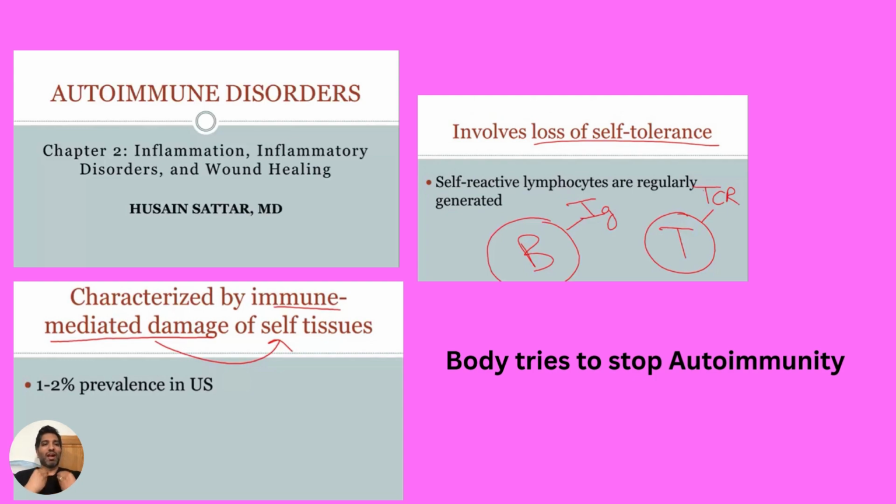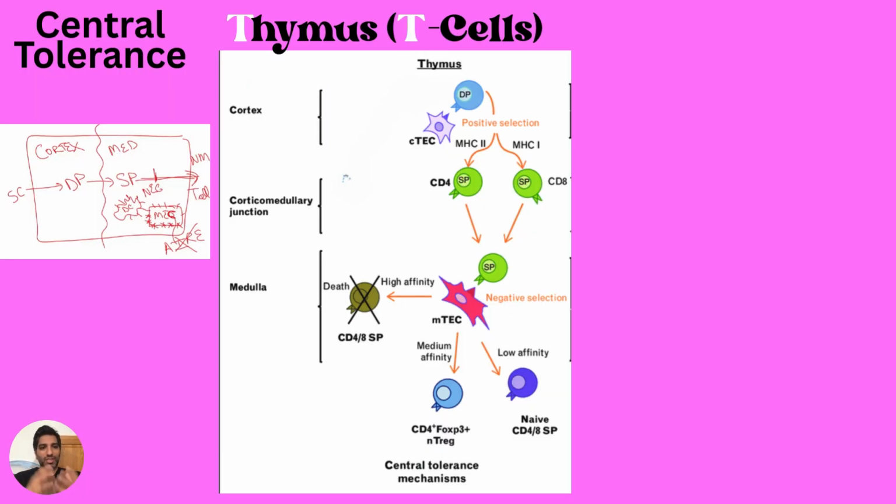So, first, let's talk about how things should be going normally. Okay. Normally, we have three checkpoints. We have central tolerance, we have peripheral tolerance, and we have regulatory T cells. So this is how the body prevents itself from attacking itself. Okay. So let's start with central tolerance. Central tolerance has two steps: positive selection and negative selection.